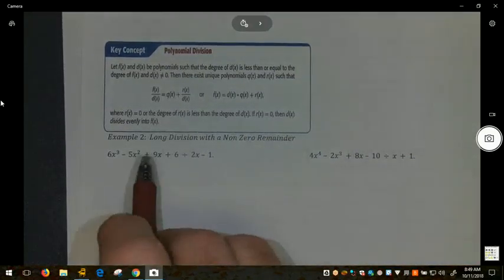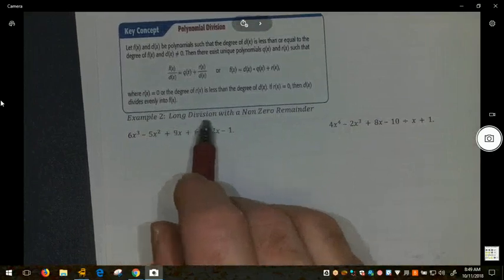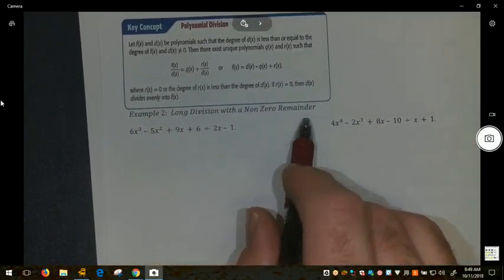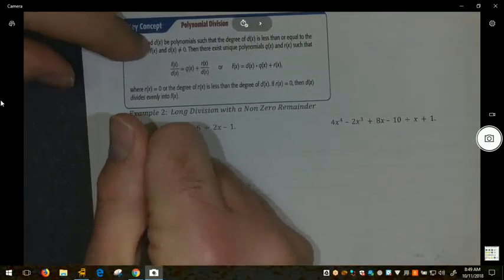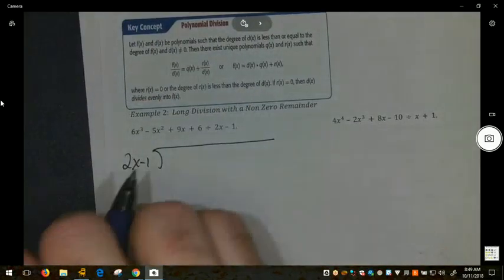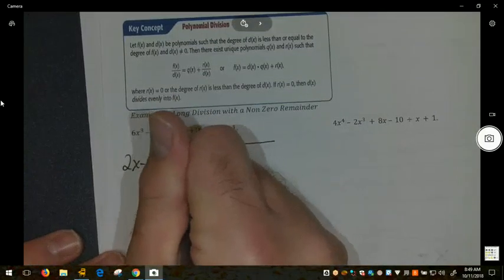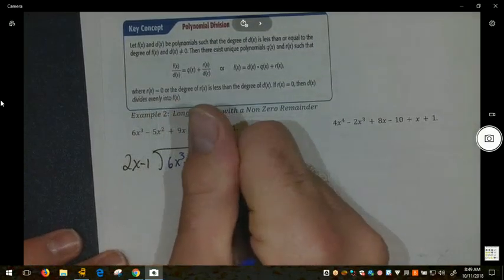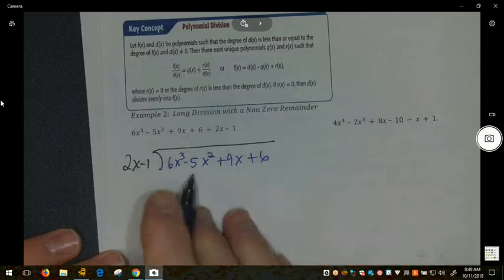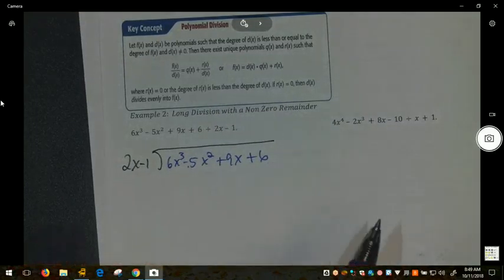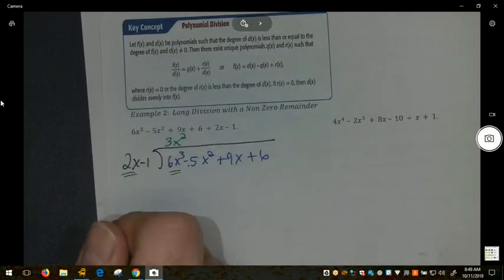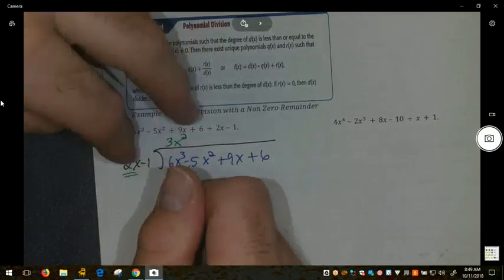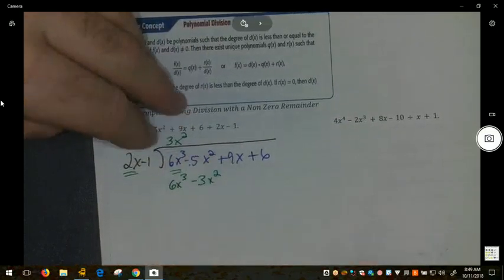We already have the same thing listed on the other side of the page. I'm going to give you some examples of ones that actually are factors because they have a non-zero remainder. So let's take a look at this one. We have 2x minus 1 going into 6x cubed minus 5x squared plus 9x plus 6. It's in standard form. There are no missing terms that I have to fill in with a 0. To get 6x cubed, I'd have to multiply by 3x squared. So that gives me 6x cubed minus 3x squared.